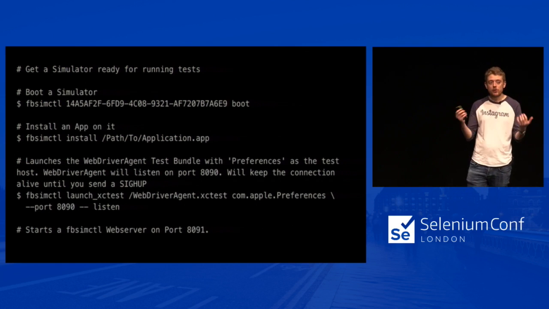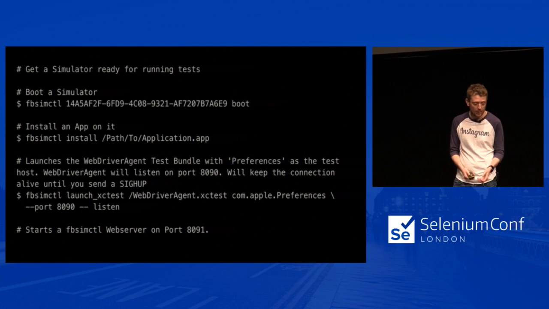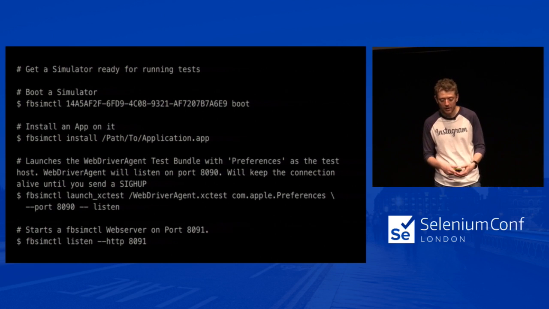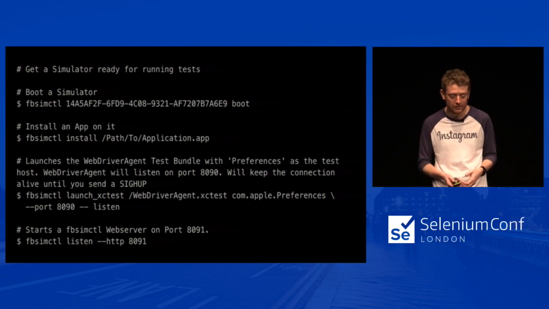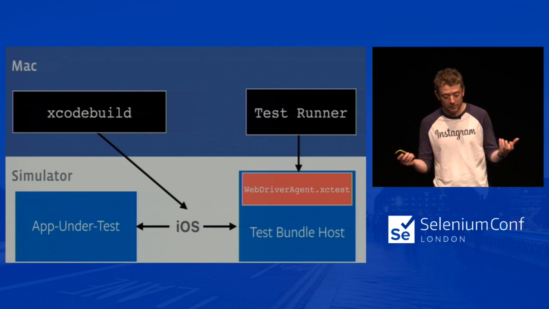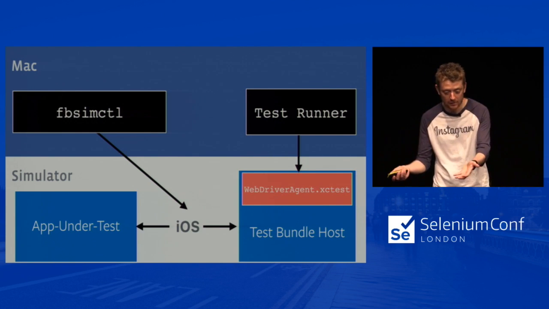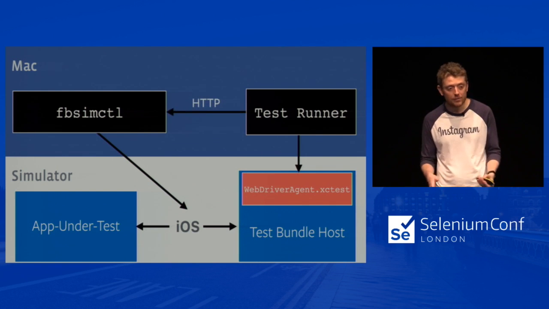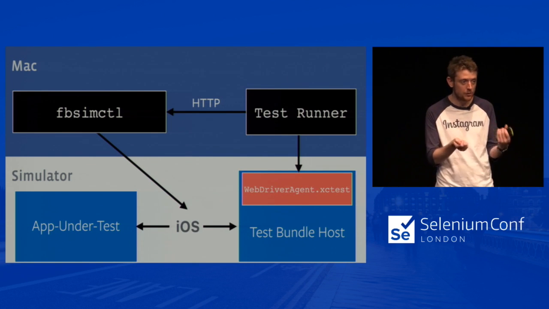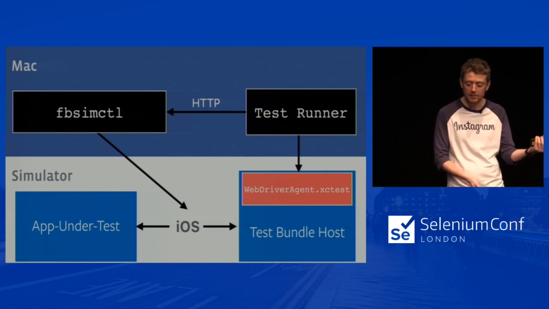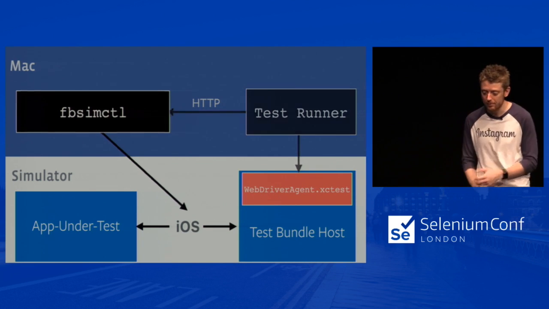So we can also, in addition to this, alongside the WebDriver server, start another web server, which is the FSMCTL web server. So we can do FSMCTL listen --http 8091. This means that obviously the ports don't collide. So how does this work? Well, we replace Xcode Build with FSMCTL. We still have the external test runner. And now the test runner can communicate to FSMCTL additionally over HTTP. So they can just hit two different endpoints, whether they want to control the simulator or whether they want to control the application under test with WebDriver Agent.